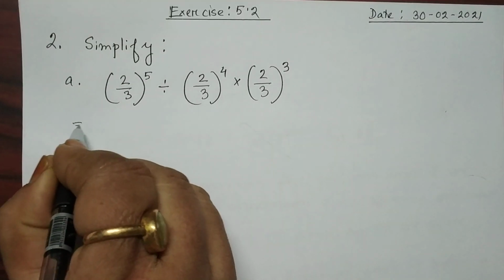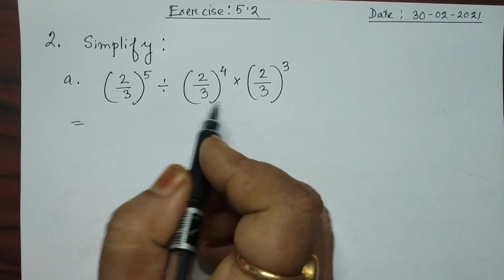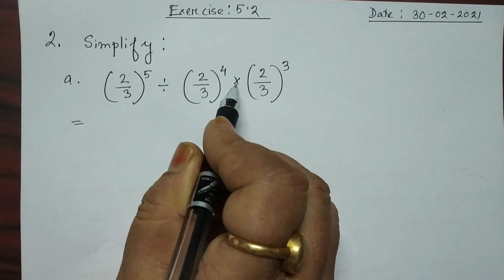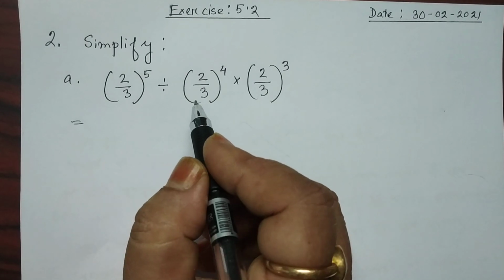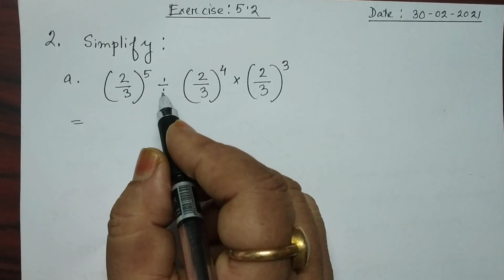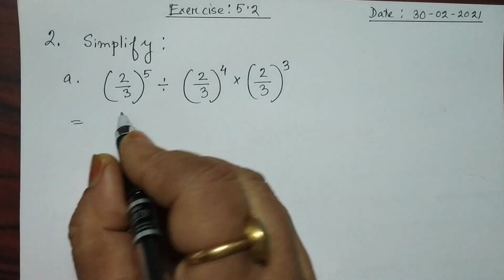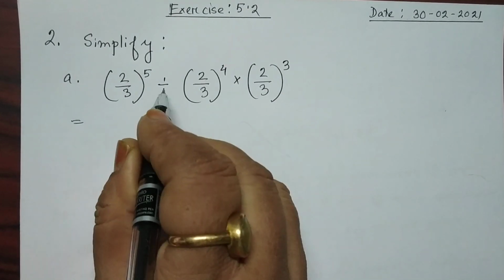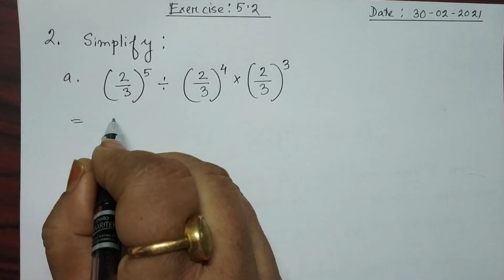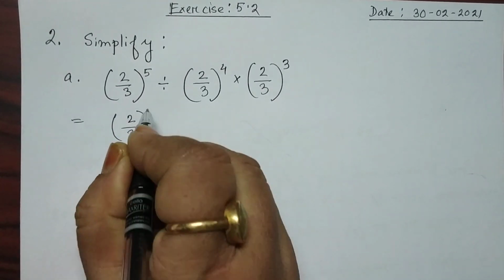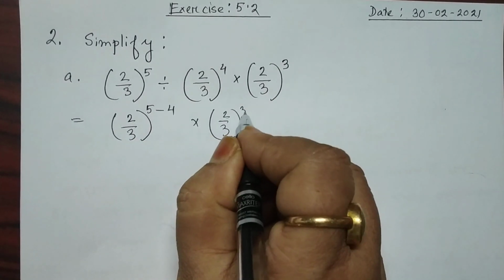Now here 2 by 3, 2 by 3, 2 by 3. Here the base is 2 by 3, and here a division sign and a multiplication sign, two signs are there. But in lower class we have already discussed, first we have to divide, then we multiply. Therefore these two terms, first we take. If there is a division sign and the bases are the same, then the exponents we have to subtract. Therefore (2/3)^(5-4) into (2/3)^3.